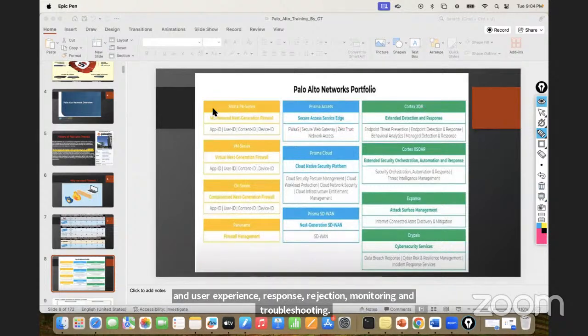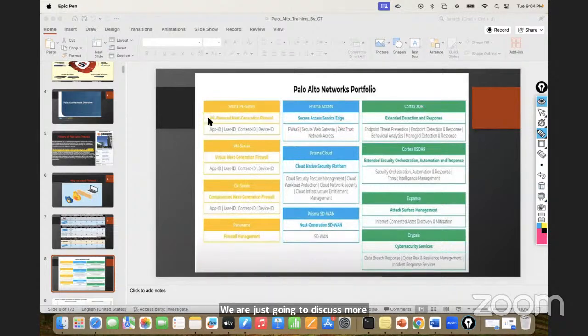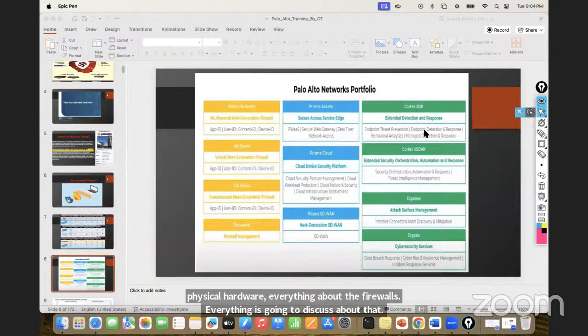We are just going to discuss more and more about the physical hardware, everything about the firewalls, everything about Panorama, and everything is going to be discussed. So this is Strata that we are going to discuss throughout the session.